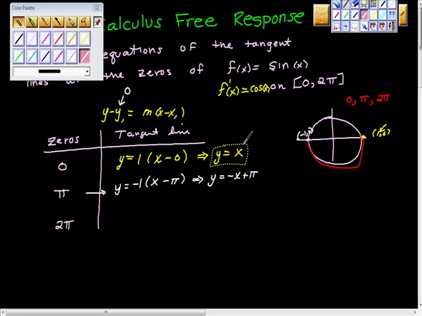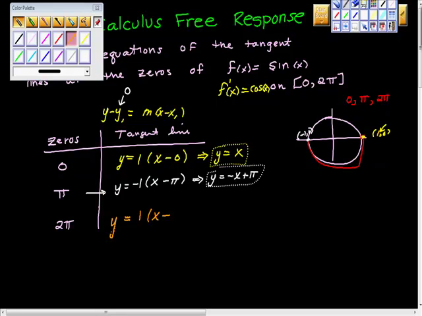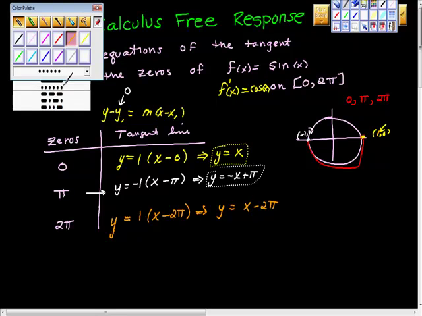Okay, and then the last one, let's put a little wrapper around that thing too. And then the last 0 is this one here, and we'll say that that is at y is equal to, at 2 pi, we're back to a cosine value of 1, aren't we? So 1 times x minus 2 pi, right? And when we simplify that out, we'll get y is equal to x minus 2 pi, right? Okay, so I think that's not too bad, is it?